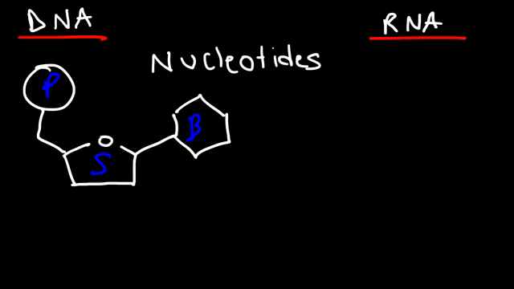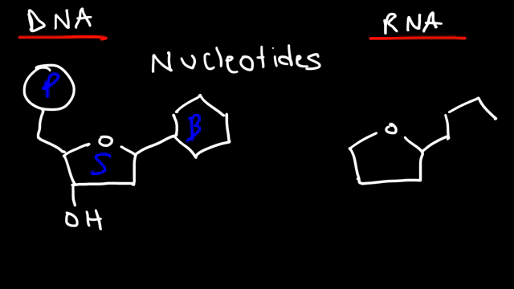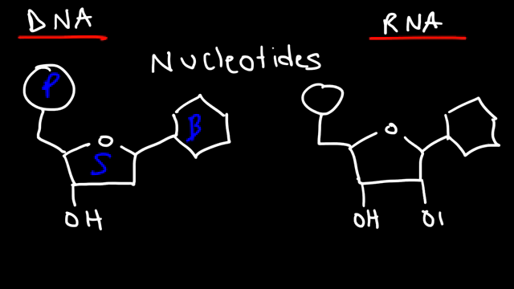Now in DNA, the type of sugar that we have is a 5-carbon sugar known as deoxyribose. Now I'm going to compare it to RNA so you can see the difference. RNA has a ribose sugar instead of a deoxyribose sugar. It still has a nitrogenous base and it has a phosphate group. But the difference is an extra hydroxyl group.